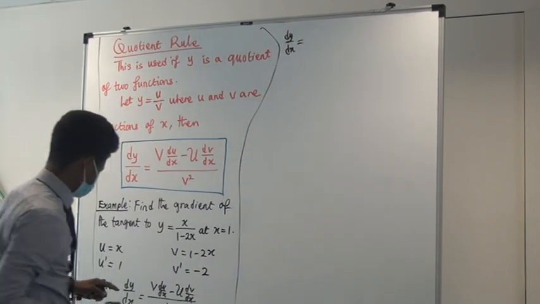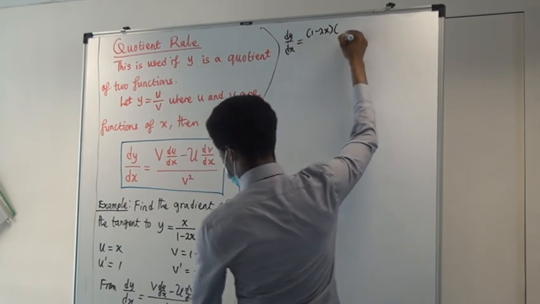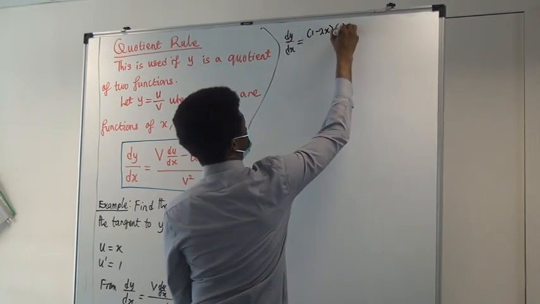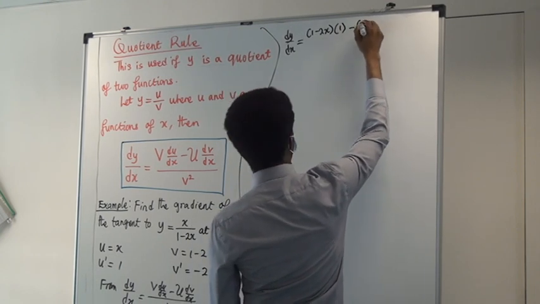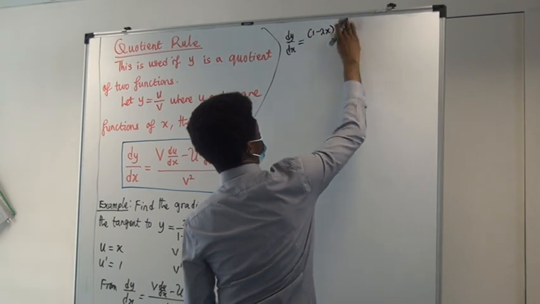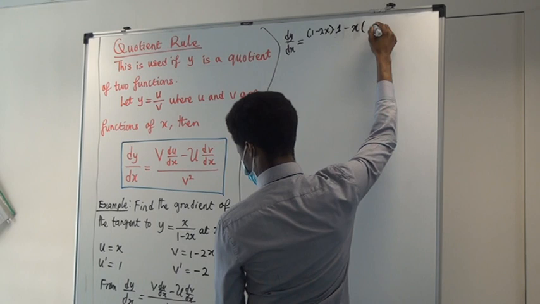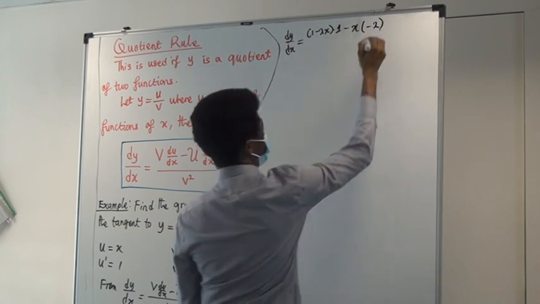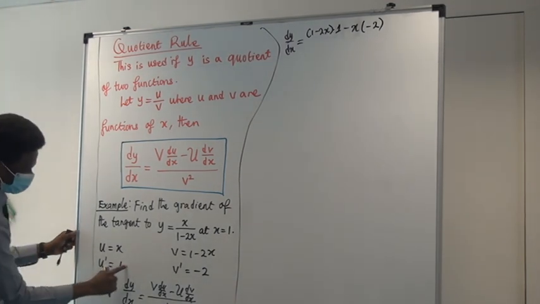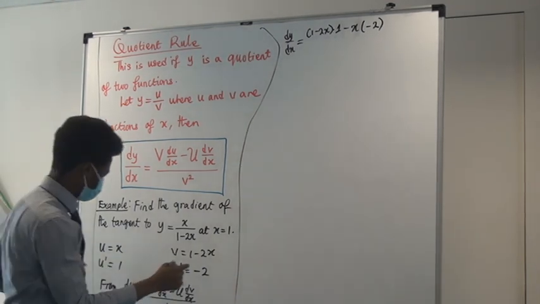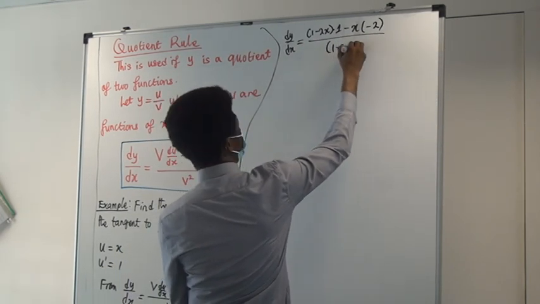is equal to, what is my v? Quickly. 1 minus 2x multiplying what? 1. Then there's no need for that bracket, it is redundant. Then u is x. There's no need for bracket again. x. Then what is dv? Negative 2. Sorry, I know you can't see it. Can you see? This times 1, minus this times that. Everything over v squared, which is 1 minus 2x all squared.